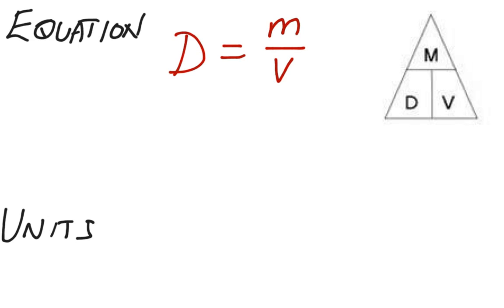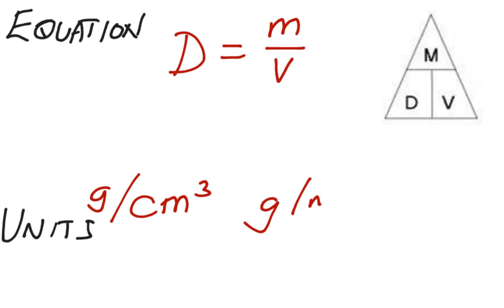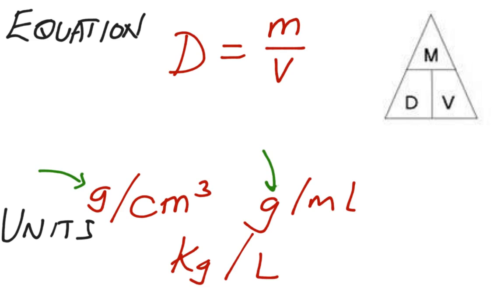There are several different units that you'll see for this. Some of the common units are grams per cubic centimeter or grams per milliliter. You may also see kilograms per liter. These are all different units of density. It is important to note, however, that in all these cases, there's a mass unit over a volume unit.